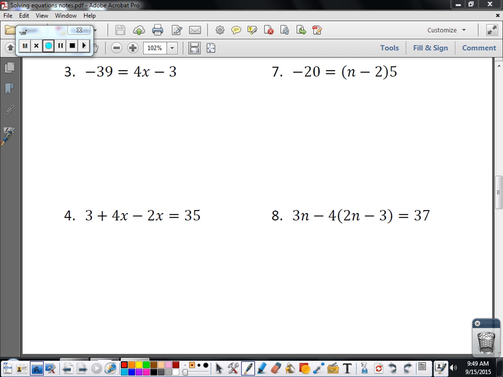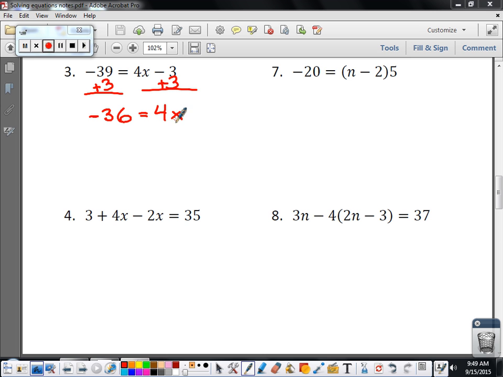What do I get rid of first? The 4 or the -3? -3. Why the -3 and not the 4? Because it's not attached. So what number do I want there to be instead of -3? 0. How do I get from -3 to 0? I add 3. I got to go plus this time. I add 3. I add 3. Boom, boom. -39 plus 3 is -36 equals 4x.